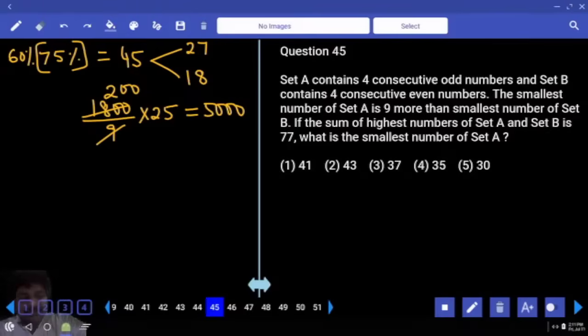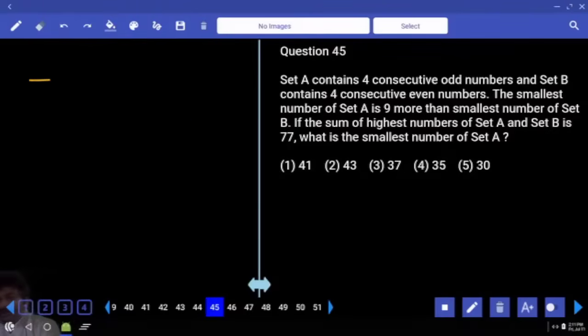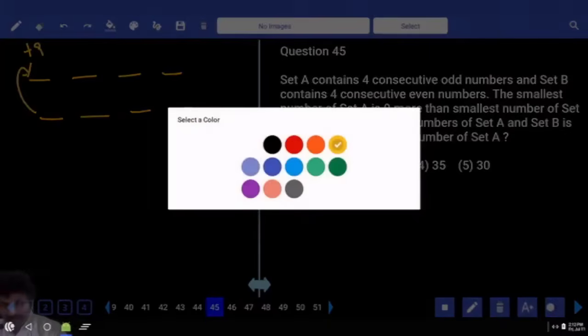Set A contains 4 consecutive odd numbers, set B contains 4 consecutive even numbers. The smallest number in set A is 9 more than the smallest number in set B. So the first number in set A is 9 more than the smallest number in set B. Correct? Now look at here.